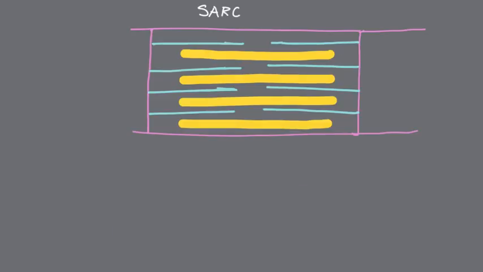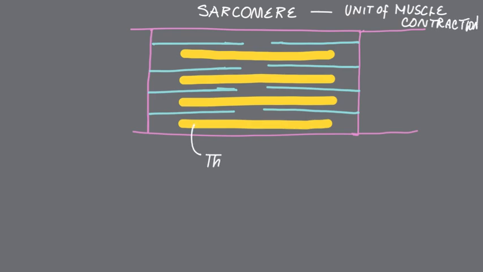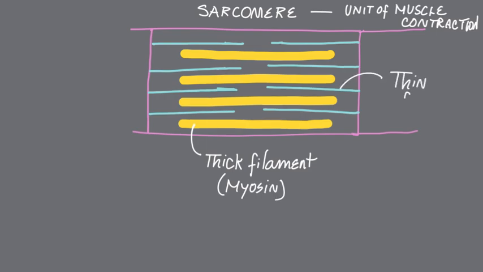Here is a two-dimensional drawing of a sarcomere. The sarcomere, as we said earlier, is the unit of muscle contraction. There are many sarcomeres arranged all along the length of each myofibril. Inside the sarcomere are the myofilaments, the thick and thin filaments. The thick filament is shown in yellow and it is made up of the protein myosin. The thin filament, shown in blue, is mostly made up of actin. It is actually made up of three different proteins: actin, troponin, and tropomyosin.